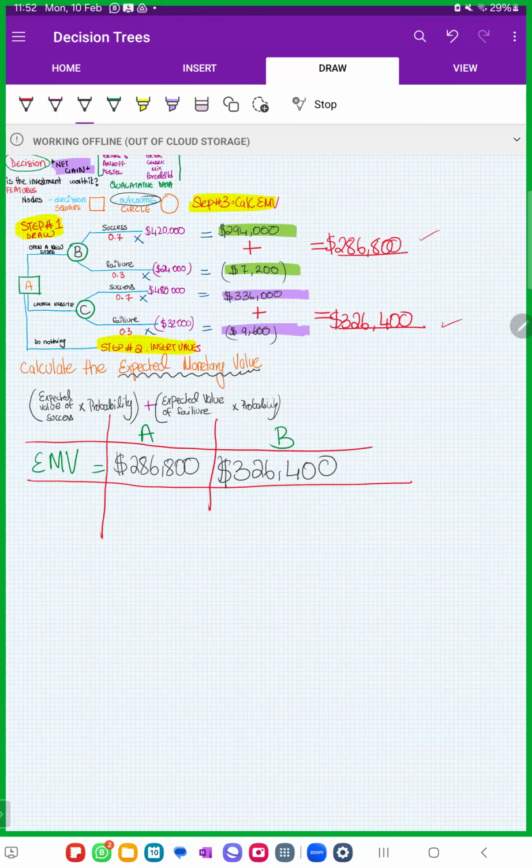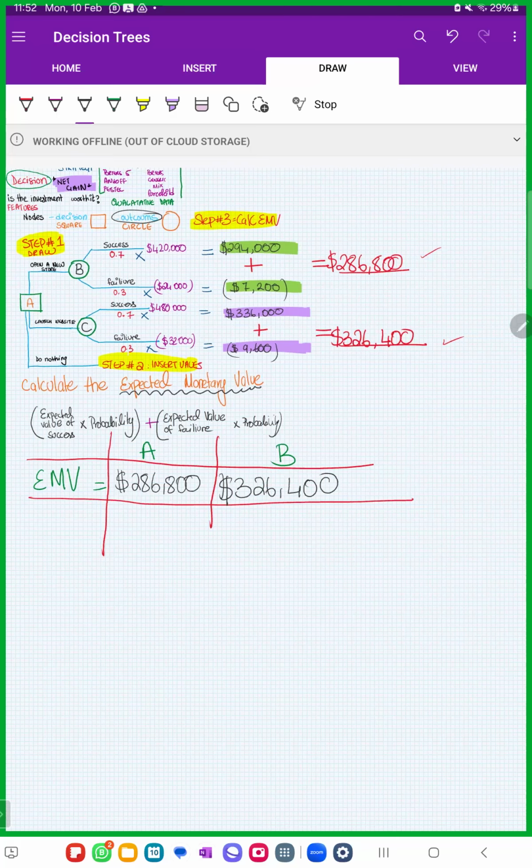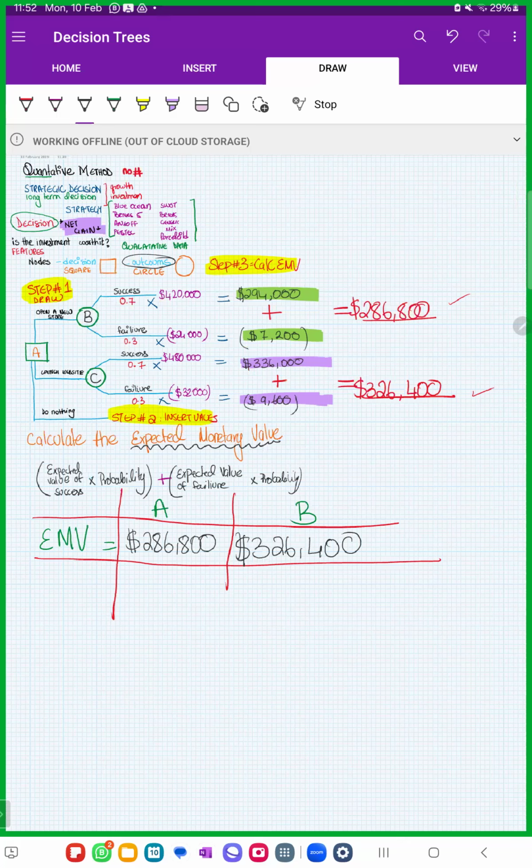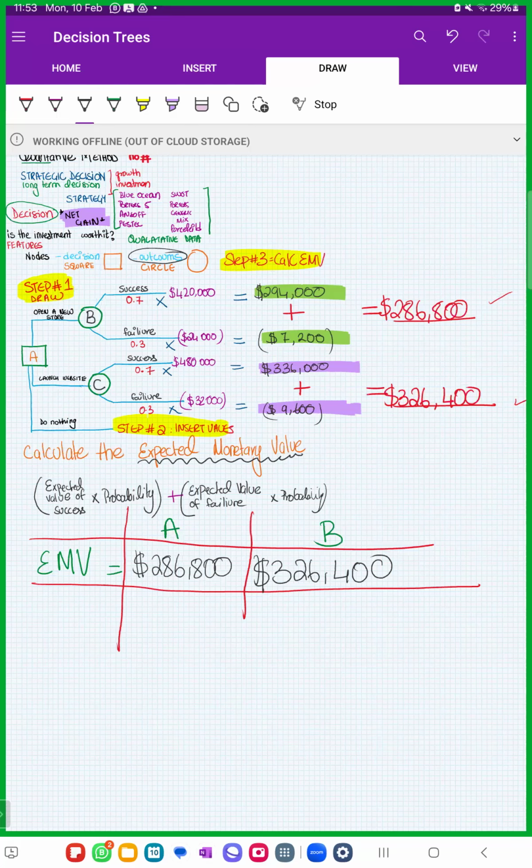Yes? Okay. Wait. There's one more step, okay? Don't get too happy. Now you have to calculate the net gain. Okay, I have got my expected monetary value, yes, but now I have to calculate the net gain. How much money am I gaining from my investment?